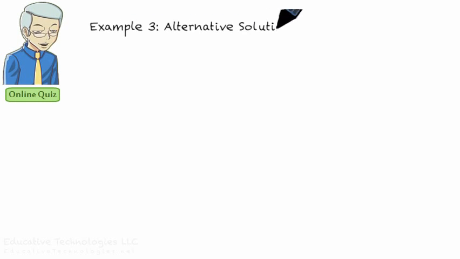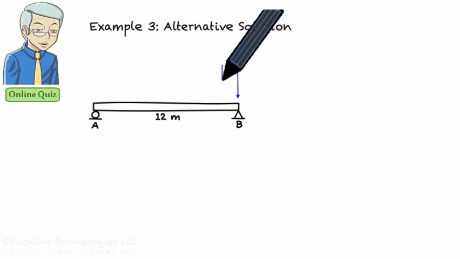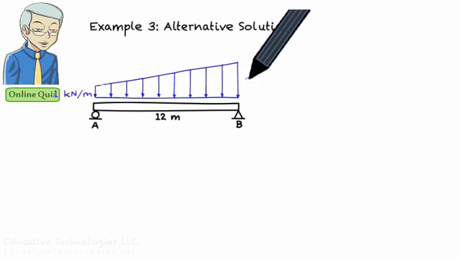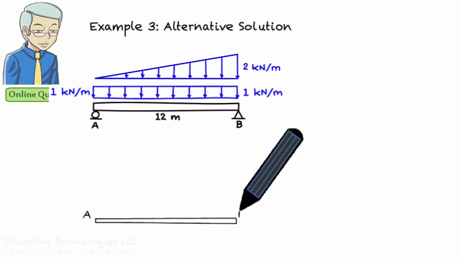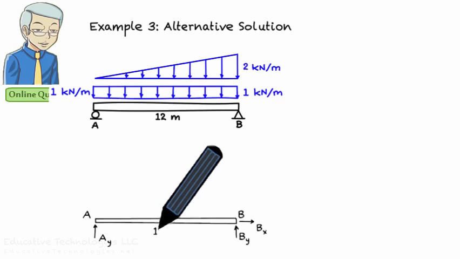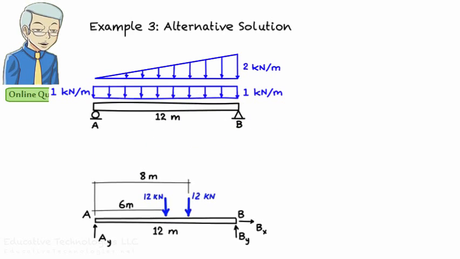An alternative formulation for this problem involves decomposing the trapezoidal load into a rectangular load and a triangular one, such that if we add the triangle to the rectangle, we get the trapezoid. We can then replace each distributed load with its equivalent concentrated load. The rectangular load has an equivalent concentrated load of 12 kilonewtons placed at the centre of the beam.